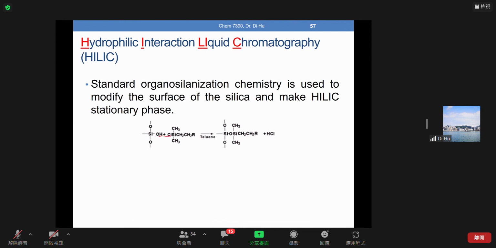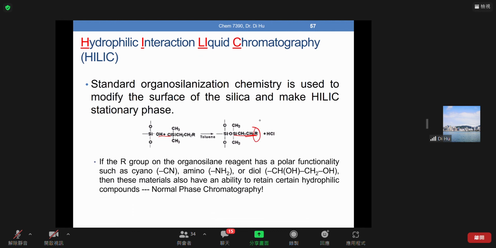the same as what we do for reverse phase or normal phase. There's a reaction going on, so it has this tail with the functional group, and it depends on what the R is. If the R group on this organosilane reagent is a polar functional group such as cyano, amino, or diol, then the material has the ability to retain certain hydrophilic compounds. You might say, you mentioned that, that is normal phase chromatography. I know normal phase can do that, so why not just use normal phase chromatography? Why do you have to think about hydrophilic interaction chromatography?